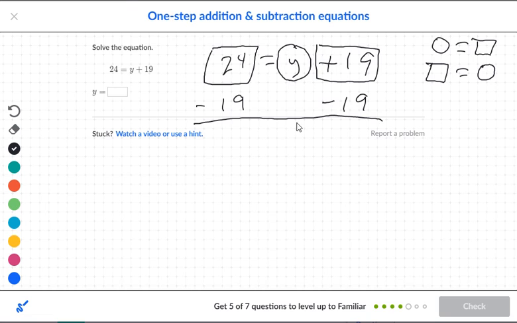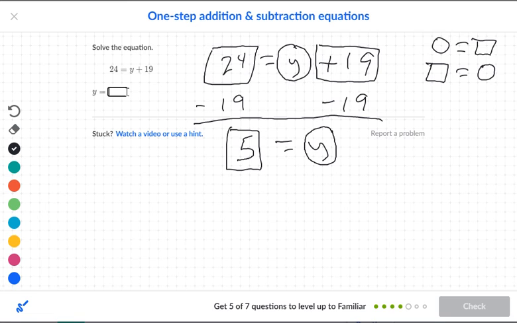So now we cancel that out. So positive 19, negative 19, that disappears, at least with a y. So 24 minus 19 is 5. And if we check it, we have a circle and we have our box, and they're separated, they're on each side of the equal sign. So my answer is 5.